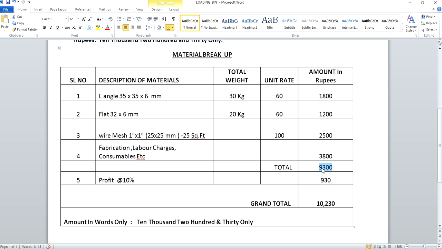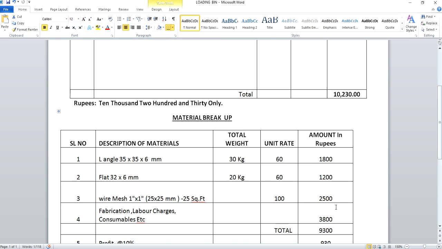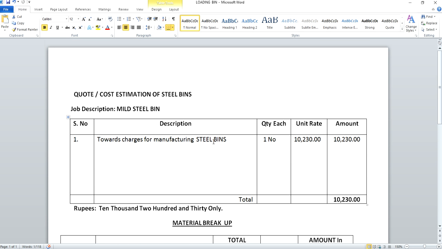And apart from that, we need to have a profit margin also. So for that, I am assuming a profit margin of 10%. So after keeping a profit margin of 10%, you will get a value of 930. And again, by adding up these two values, you will be arriving at 10,230 rupees. So this will be the cost which you have to spend for fabricating this steel bin.